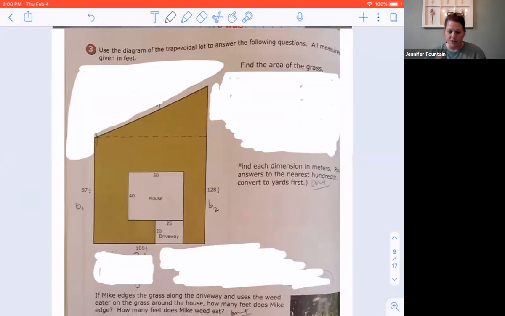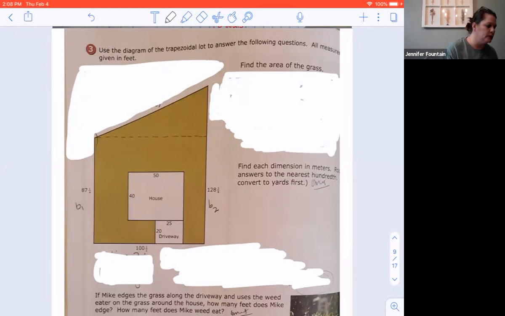All right, so it says to use the diagram of the trapezoidal lot to answer the following question. All measures are given in feet. So basically we've got a lot, and we can see that you've got the grass and you've got the house and you've got the driveway. So they've given us some dimensions based on the lot and the grass and the driveway.